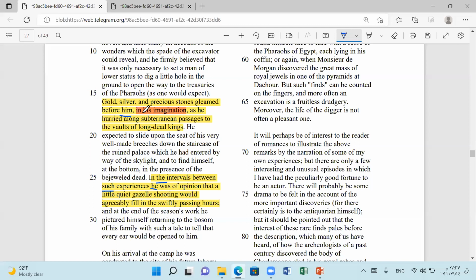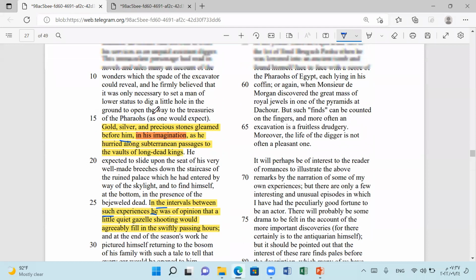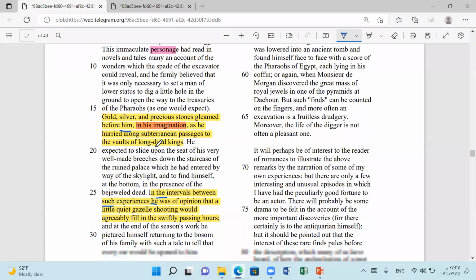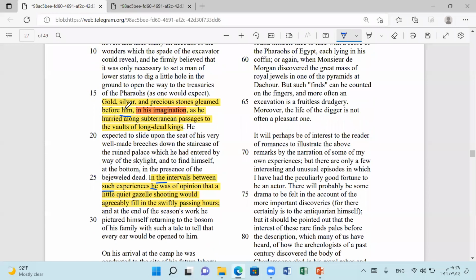So I related this part, his imagination, to his personality. He can imagine very well. Okay, he is very enthusiastic. He wanted to know more about the treasuries and so on, to the extent that he started to imagine that gold, silver, and precious stones are gleaming before him. Here I started talking about intervals, okay, between such experiences.